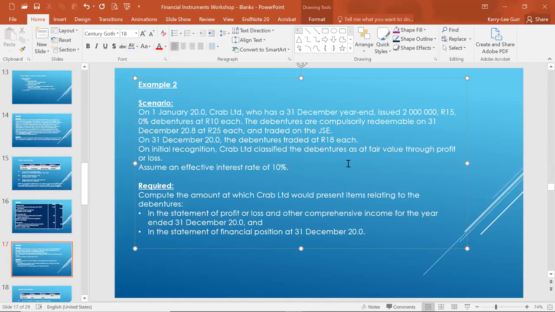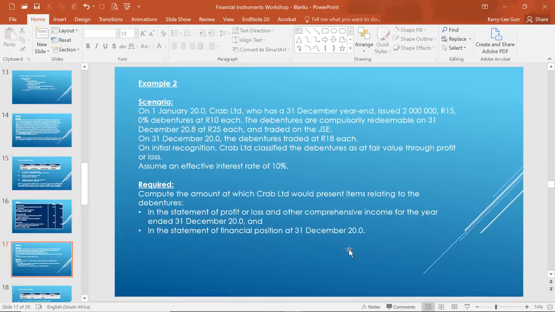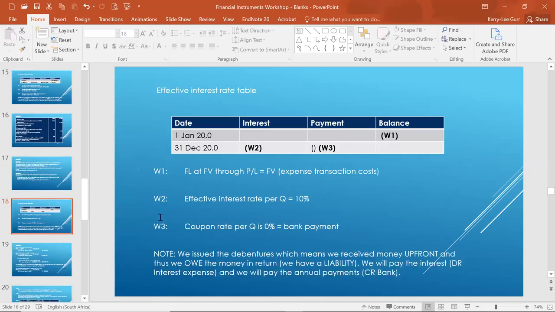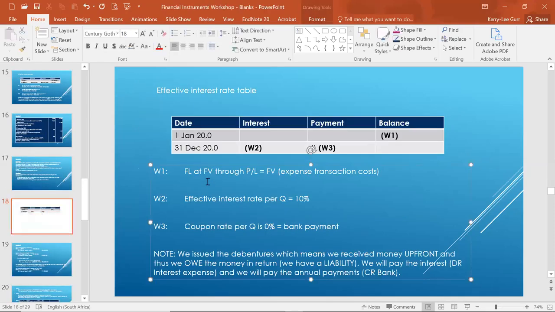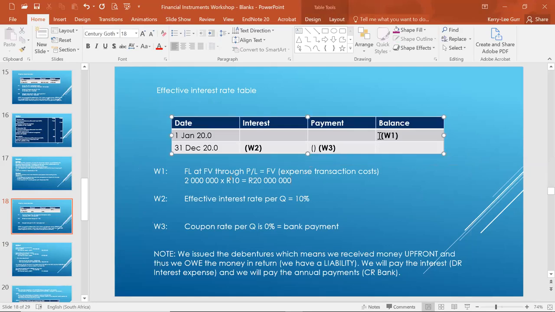We then said, because we have fair value through profit or loss, it's the nice one in terms of our transaction costs, we are simply going to expense them. So when we look at our workings, we need to start off with our financial liability at fair value through profit or loss. We simply take our fair value. So it's the 2 million debentures at 10 Rand each. So we have a starting point of 20 million as our opening balance and our initial recognition.